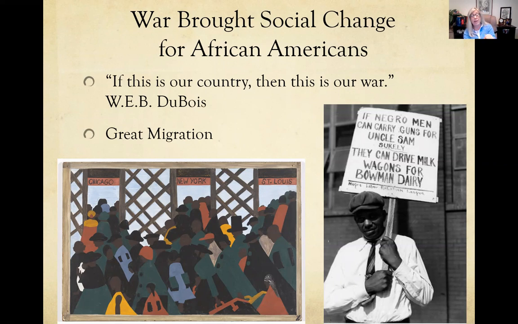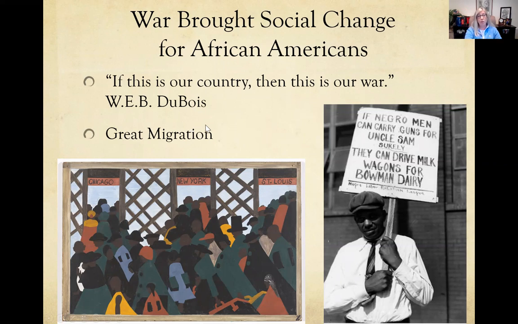These are three cities in particular that the Great Migration is going to draw support to: Chicago, New York, and St. Louis. And you can see in this artwork where African Americans are going through the doors, going into those new areas. So there are African Americans who do fight in World War I.